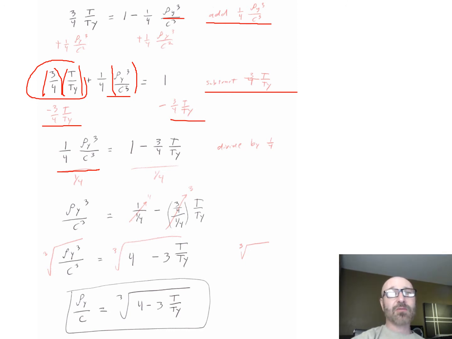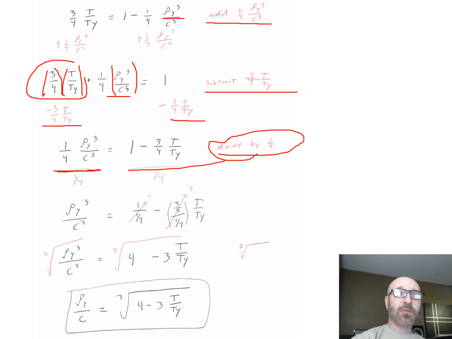So I want to say, okay, let's get rid of that quarter. Let's divide by a quarter there, divide by a quarter there, and I even say this out here, I'm dividing by 1/4. I put that over the other side. Well, I divide by a quarter here, it eliminates it completely. I'm just left with this guy here. Then I divide this side by a quarter over here, and 1 over 1/4 is just 4 right there, and when I say 3/4 divided by 1/4, that goes to a 3 right there when I do out the math there. So then what I'm left with is my rho sub y to the third over c to the third is equal to 4 minus 3 times my T over T sub y.